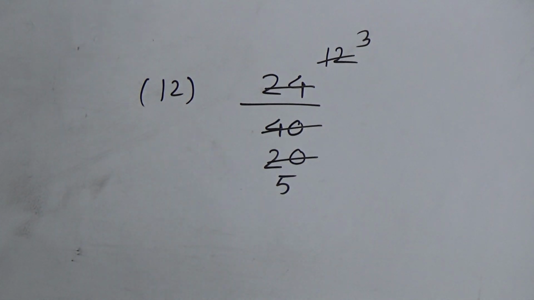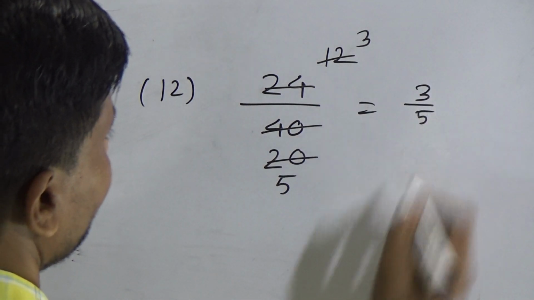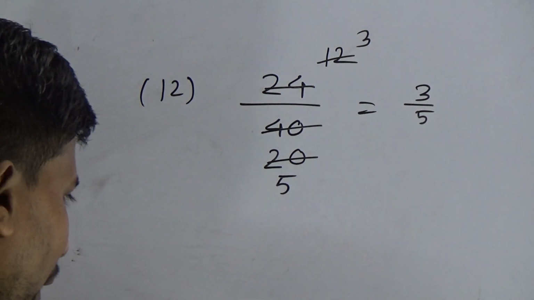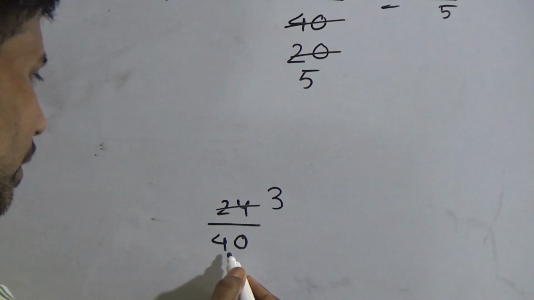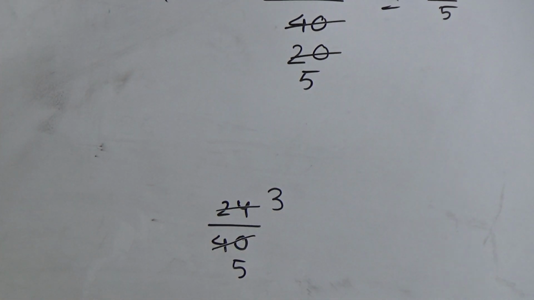Okay, student. That means our result is 3 by 5. Student, look. In this process, you can also divide both numerator and denominator by 8. If you divide 24 by 8, then you get 3. Similarly, divide 40 by 8, then you get 5. So our answer will be 3 by 5.